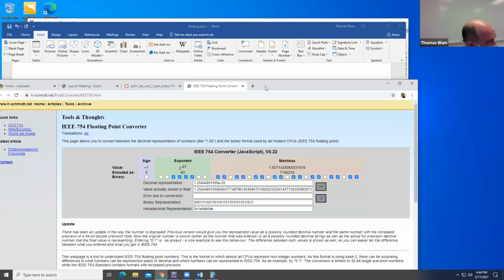Okay. Can you just use the calculator? No, not if you want full credit on the lab, not if you want full credit on the exam. Okay, I'm going to quit there.